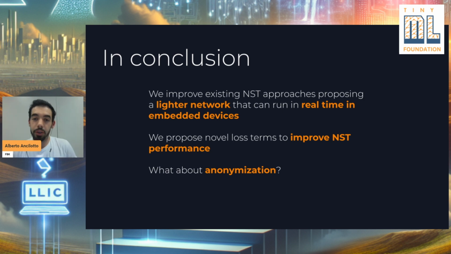So, in conclusion, what we achieved was we proposed a lighter network for neural style transfer and actually generative tasks for low power embedded devices that can run in real time on these devices. And we also propose a couple of ways to improve the existing neural style transfer approaches with these additional loss terms that I explained to you. And also, before I was telling a bit about anonymization. So here I have a very, very preliminary, very, very small demo about how this works.